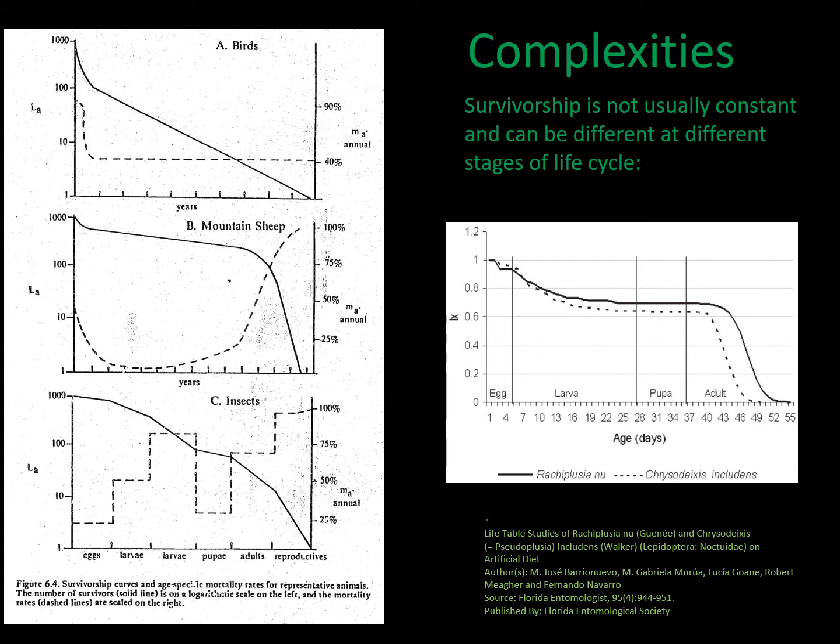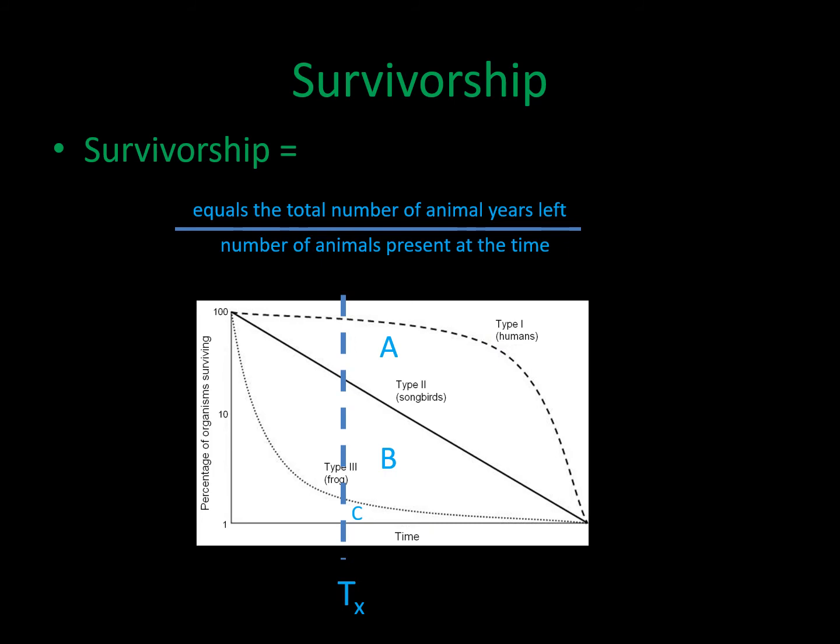So it's never going to perfectly fall into exactly one class. There's a little slop in nature all the time. But if you think about survivorship, it's actually the total number of animal years left for that cohort divided by the number of animals that are present at any one time. So if you look at these A, B, and C, you can think of, from the dotted line, T sub x as the dotted line out, the total number of animal years left would be the area under what remains in the curve of the survivorship curve. So A versus B versus C, and you can see then that that gives you an idea of survivorship.